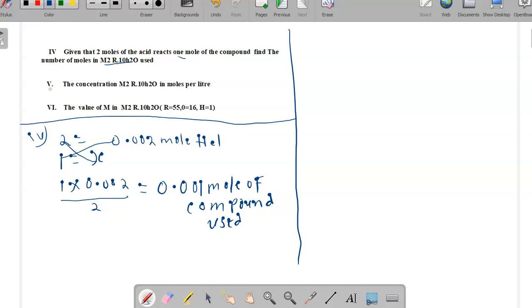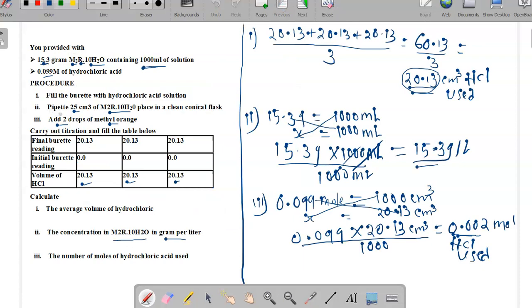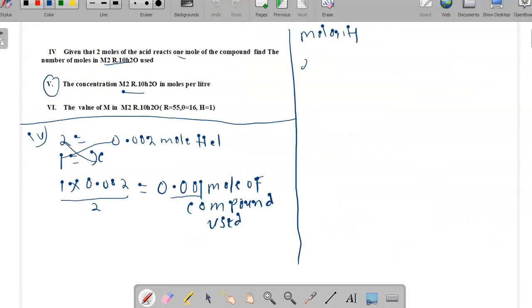So that's how you do Roman 4. Roman 5 is asking the concentration of the compound in moles per liter, meaning the molarity. So how do you get the molarity? We have the number of moles of the compound, and we have the volume of the compound used. The procedure says pipette 25 centimeter cubed of the compound and place in a clean conical flask. So the volume of the compound used is 25. Out of 1000 milliliter, we only use 25.